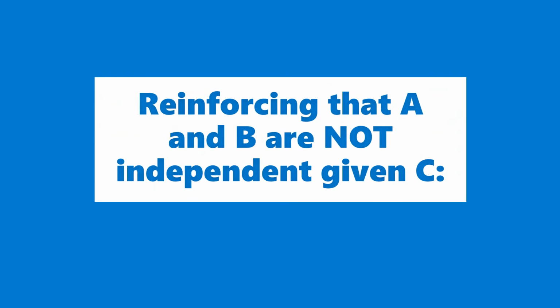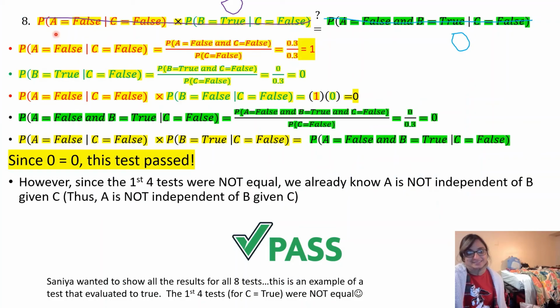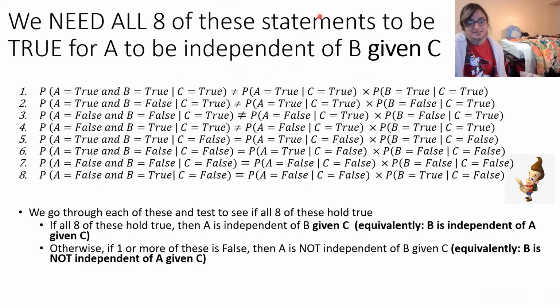But again, for the 8th and final test, we know that A is not independent of B given C. We can tell this because we needed all 8 of these statements to be true for A to be independent of B given C. In the first 4, whenever C happened to be true, they all ended up not being the case. It was just how things worked out in this situation. But in the last 4, when C is false, those were true. But the key idea is that we needed all 8 of these to be true in order for A to be independent of B given C.